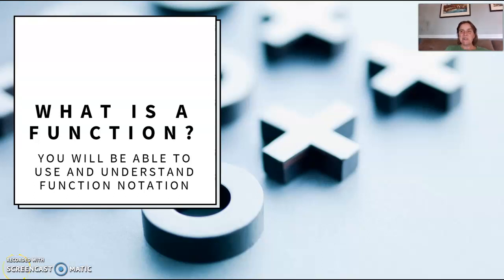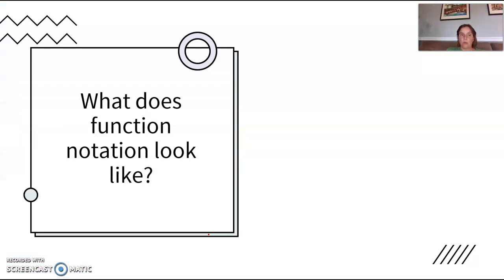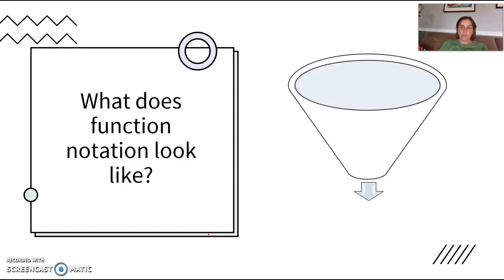Hi, we're going to continue looking at what is a function, but now we're looking at function notation, which is the mathematical way of talking about this function concept. So the big question here is, what does function notation look like? There are always three things that go into function notation.